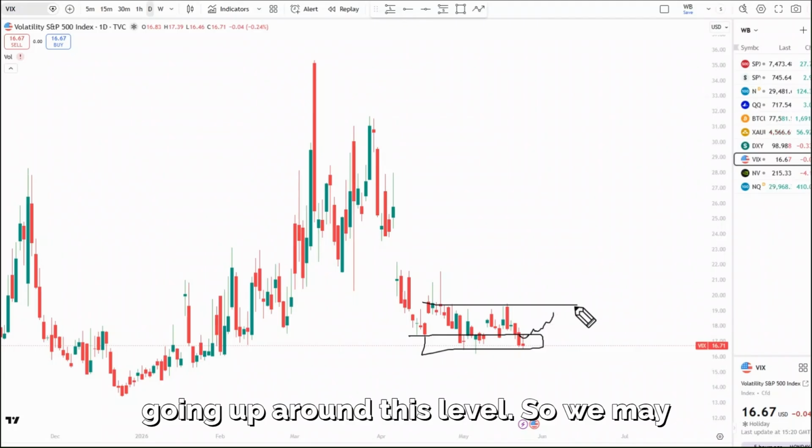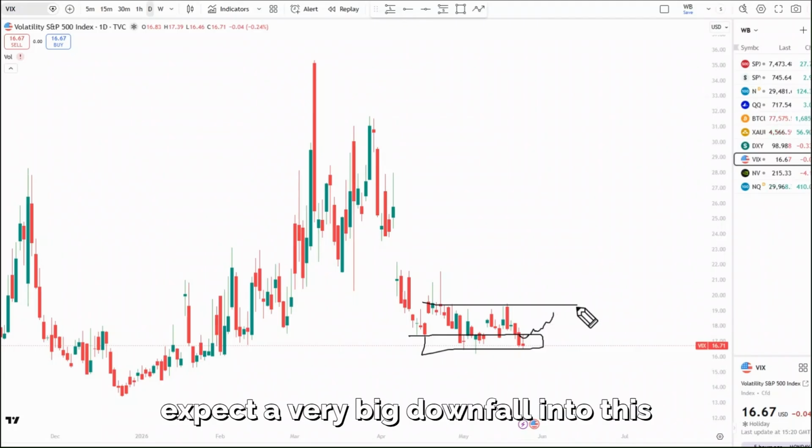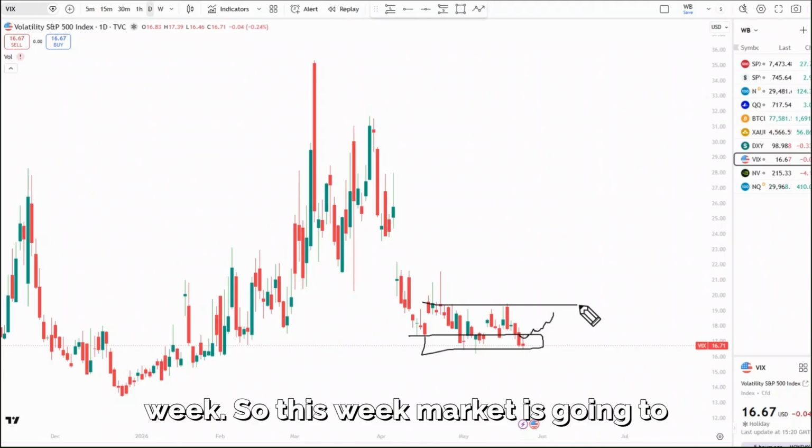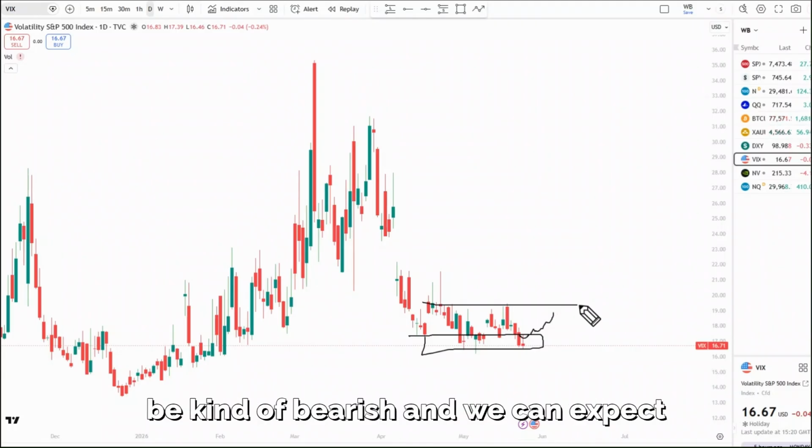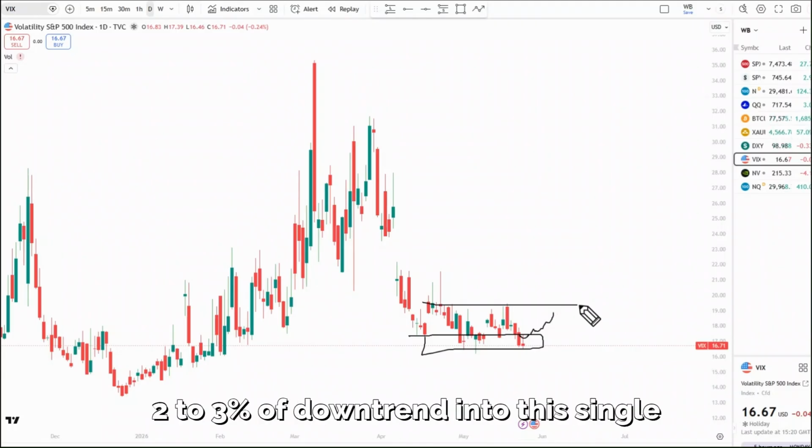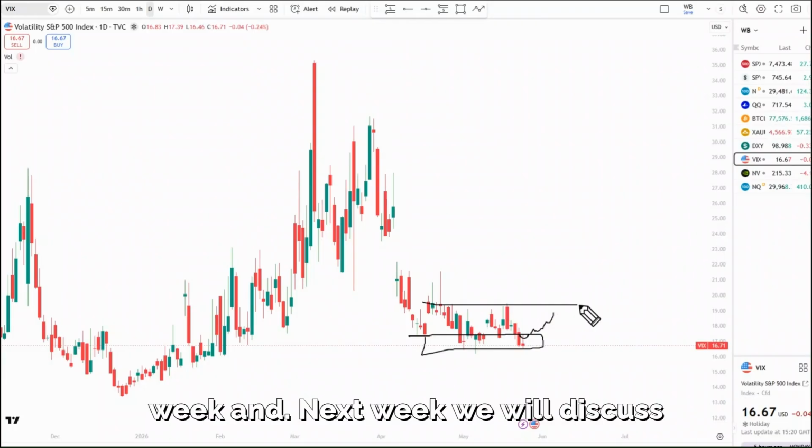So we may expect a very big downfall this week. This week the market is going to be kind of bearish, and we can expect a 2 to 3% downtrend in this single week. And for next week we will discuss again.